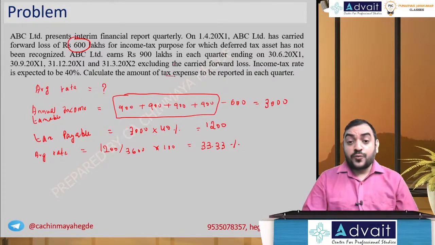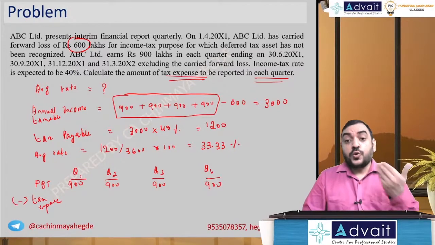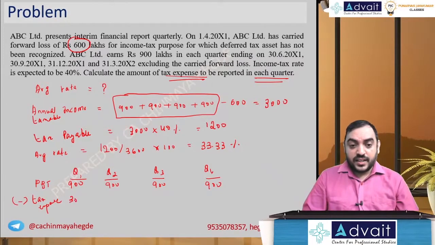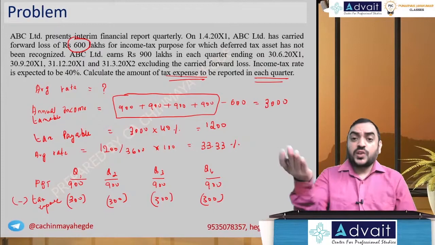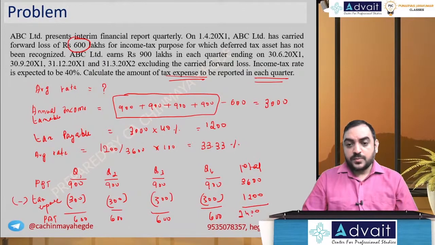So if you calculate the amount of tax expense to be reported in each quarter, Q1, Q2, Q3, Q4, profit before tax, they said 900 each. So 900, 900, 900, 900. Less tax expense. And at what rate are we going to calculate? Tax expense is going to be at the rate of 33.33%, one third. Basically, you get 300 each. So basically, the benefit of set off is spread across all the 4 quarters. So if you want, you can write profit after tax. You get 600 each. And for cross verification purpose, you can write one total for your reference. This becomes 3,600. This becomes 1,200. So total profit after tax becomes 2,400.